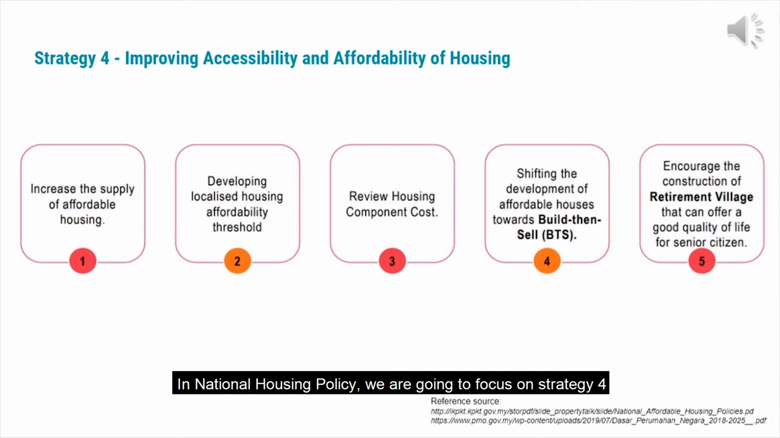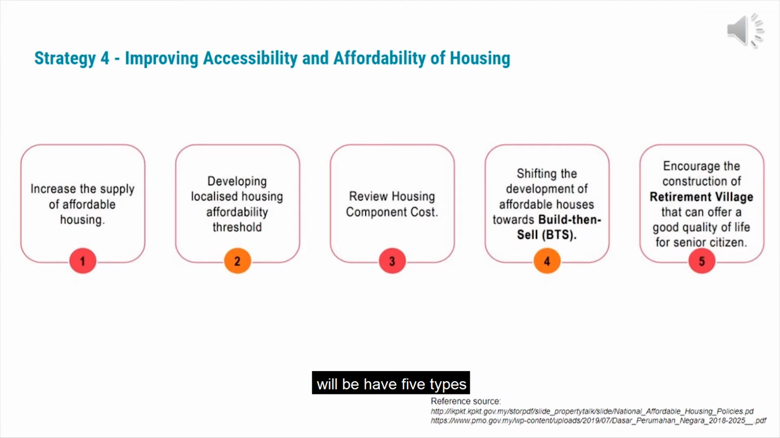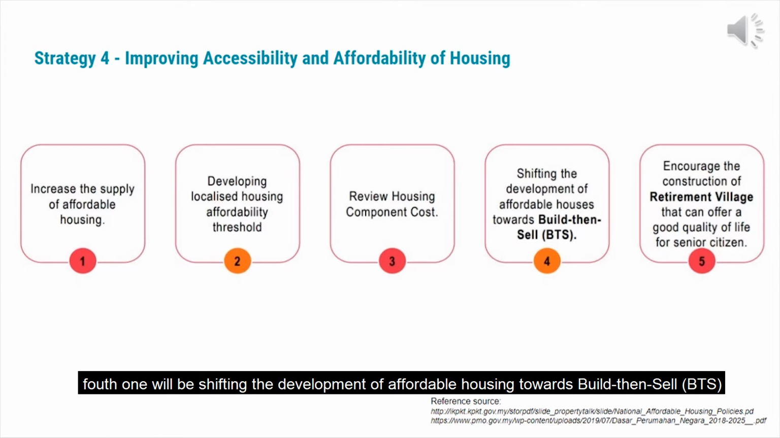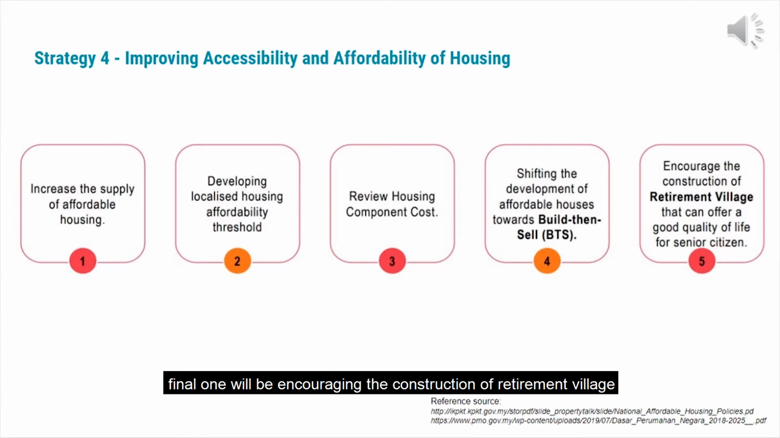In the National Housing Policy, we're going to focus on Strategy 4, which is improving accessibility and affordability of housing, where we have 5 types. First one will be increasing the supply of affordable housing. The next will be developing localized housing affordability thresholds. Third one will be reviewing housing component cost. Fourth one will be shifting the development of affordable housing towards build and sell under BTS. Final one will be encouraging the construction of retirement villages that can offer a good quality of life for senior citizens.